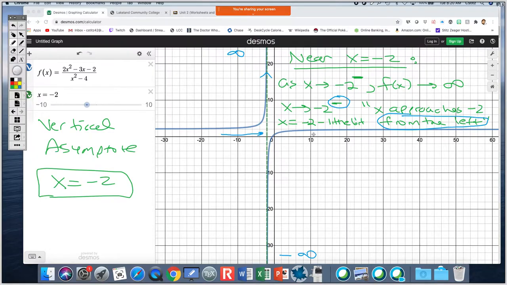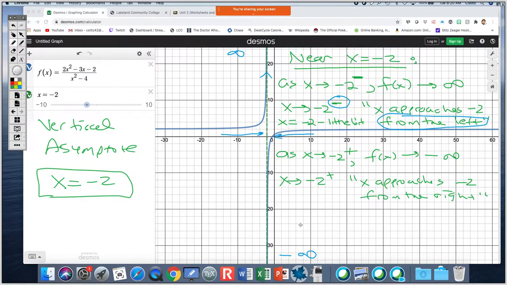And if you can approach -2 from the left, we're going to approach -2 from the right. As x approaches -2 from the right, we'll have a little plus. The f of x, the y values are going to head down to negative infinity. So x approaches -2 with that little plus means x approaches -2 from the right, meaning x equals -2 plus a little bit. Okay. And this is more precisely defined in calculus, but we have the graphical tools here to kind of see what's happening.